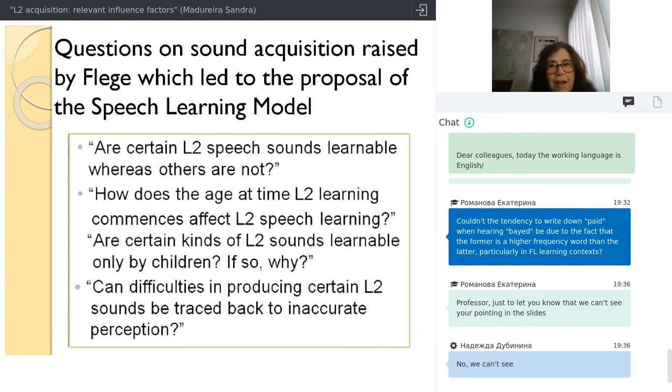And the research questions were: are certain speech sounds, L2 speech sounds, learnable where others are not? How does the age at which L2 learning commences affect L2 speech learning? Are certain kinds of L2 sounds learnable only by children? If so, why? Can difficulties in producing certain L2 sounds be traced back to inaccurate perception?